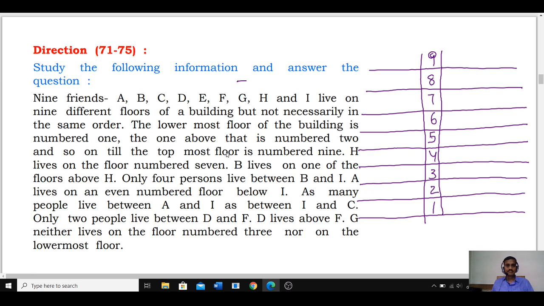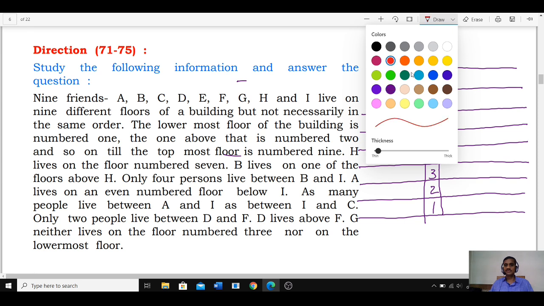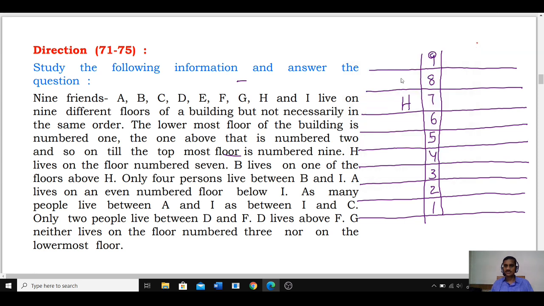H lives on floor number 7, and B lives on one of the floors above H. Where should B be? B is on one of the floors above H. B can be here, 8th floor, or with H at this place, B can be here, 9th floor. How many possibilities do we have? We have 2 possibilities.